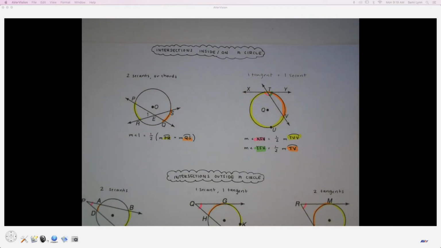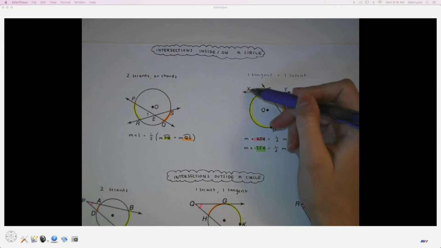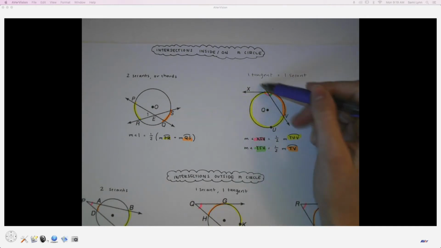And then what else do we have? What happens if we have a tangent line and a secant line? I've got my tangent, that's XY, and my secant, essentially a chord, but it continues on past and goes through the circle. That's going to be TV. So what I have to do in this case, looks like the document camera's frozen. That's always good. Alrighty, there it goes. Whew, all the technical difficulties.